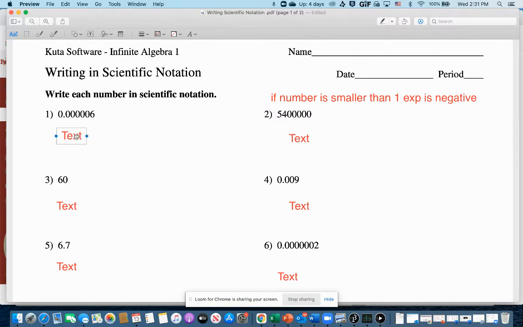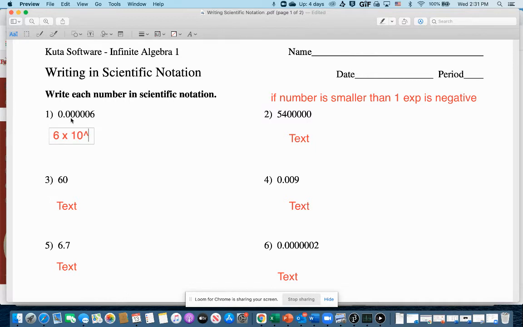The first thing I always want to do is find my first non-zero number right here. That's going to be my 6. And then I always write 10 to the power of. I don't have a power here, so I just use a caret to simplify. I need to count how many times I need to move the decimal to get behind the 6. So I go 1, 2, 3, 4, 5, 6. I moved it 6 times.